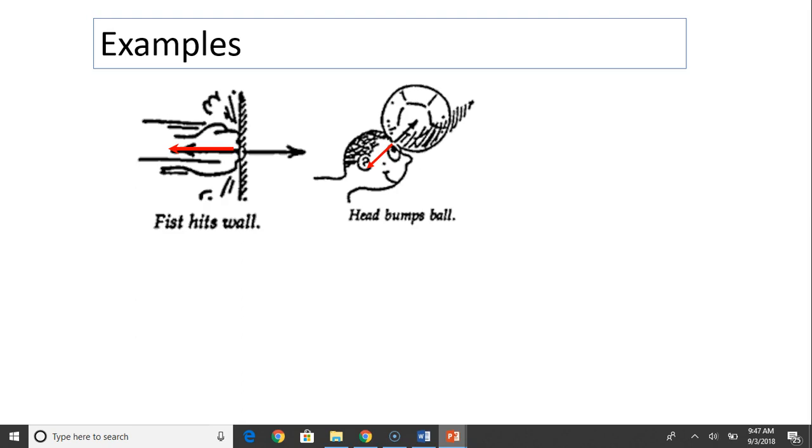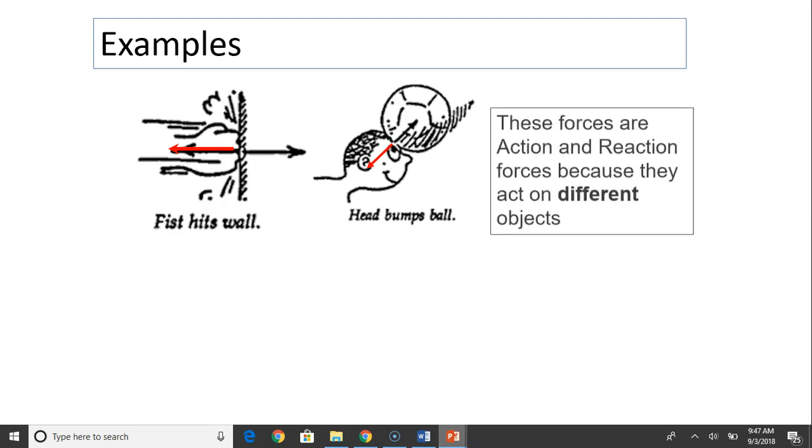Here is when you're hitting a ball on your head, there is a force on the ball, then there is a force on the head. They are equal and opposite, but they cannot cancel out because they are acting on different objects.